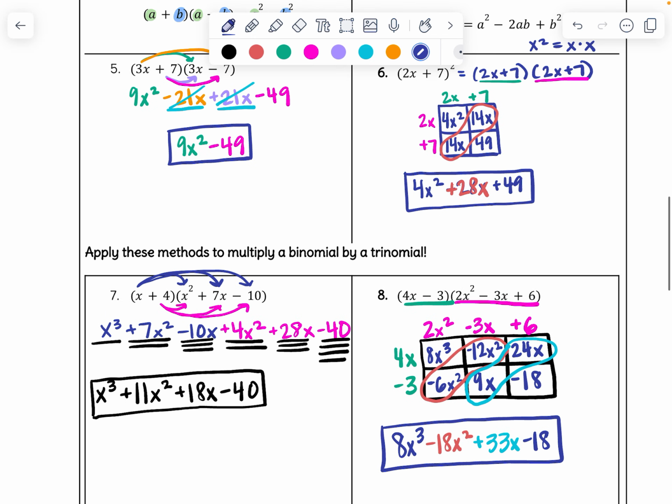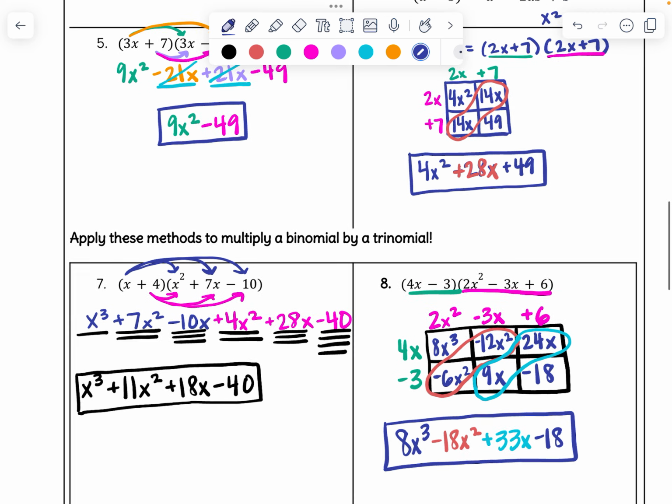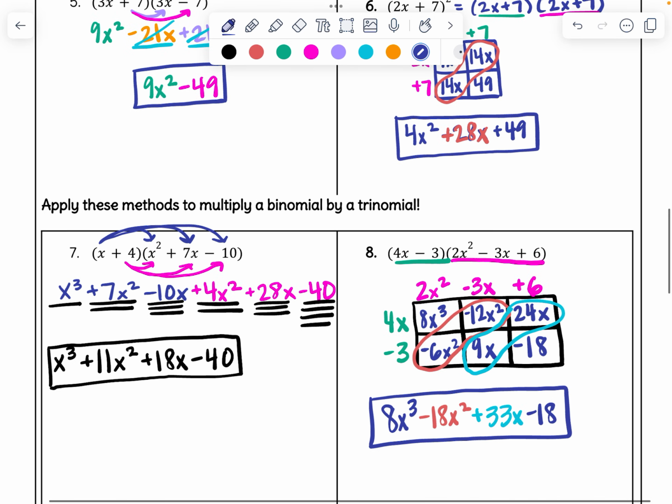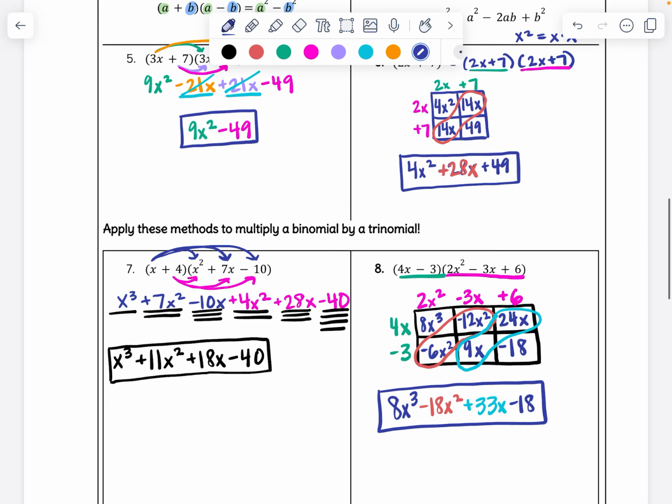So in your practice today, you will be multiplying binomials, and there will be a few problems where you multiply a binomial by a trinomial, and you can use whichever method you prefer.